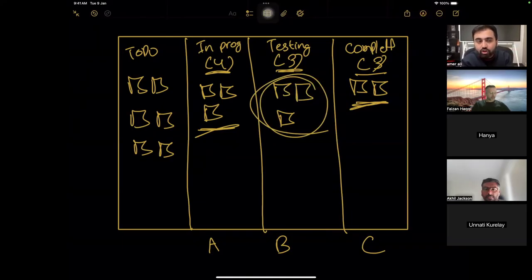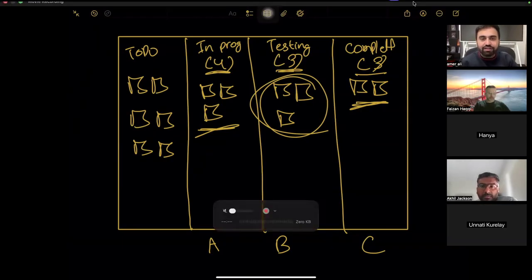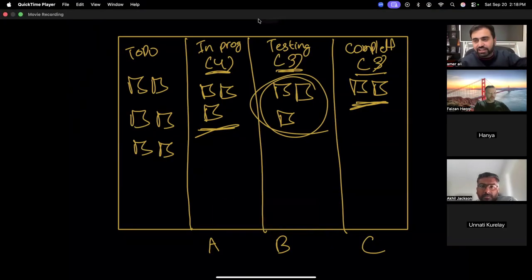That needs to be worked on. That needs to be improved on. That needs to get better. Okay? Clear? Everyone is clear? Now put the answer in the chat box. What is bottleneck? Fazan, Hania, Onati, Akhil, what is the bottleneck? Put it in the chat box now.